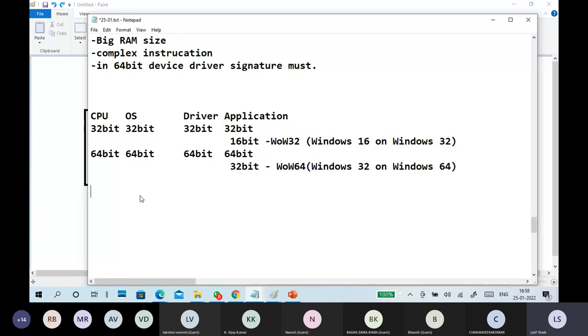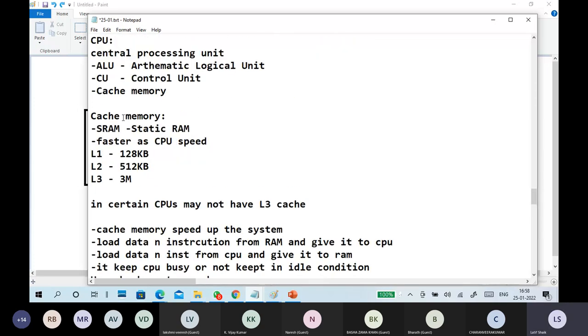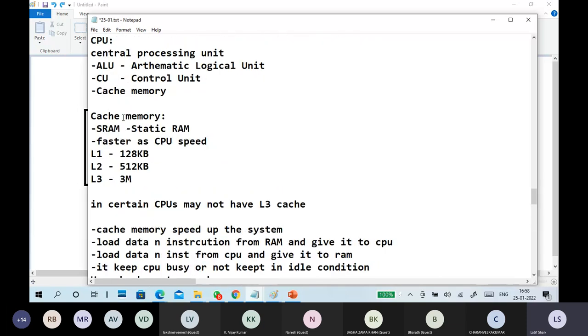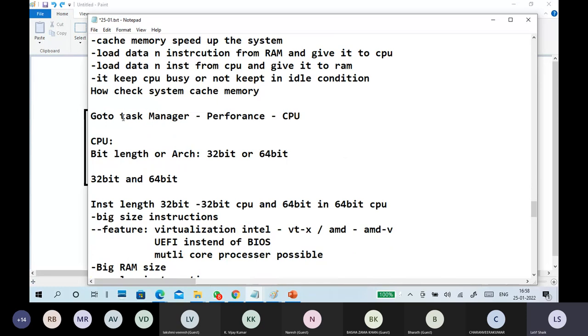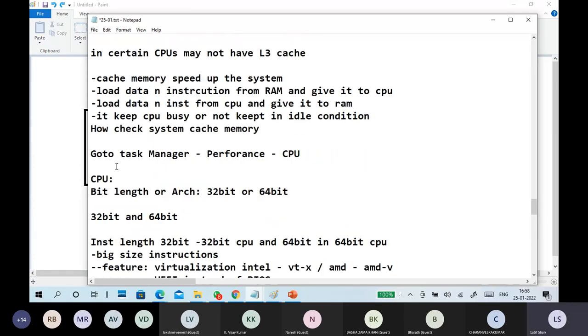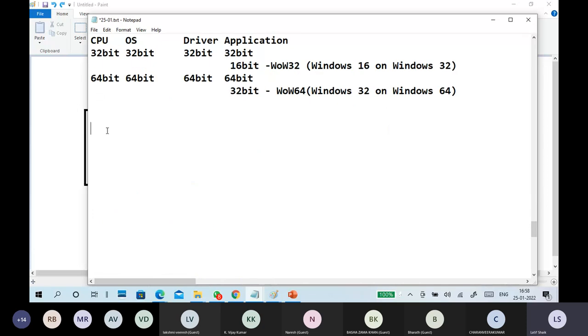Okay, so these are the compulsory things you should follow. There are a few more things to discuss, and this is about your CPU. In the CPU also you can keep telling so many things. Something I am missing? No, I'm not missing anything. So 32 bit, 64 bit. Compulsorily check the architecture: a 32-bit processor or a 64-bit processor.